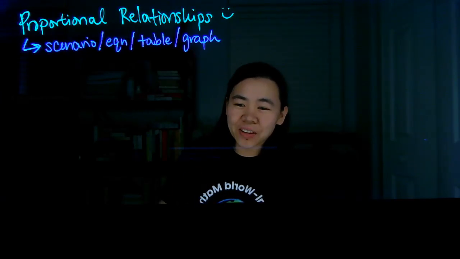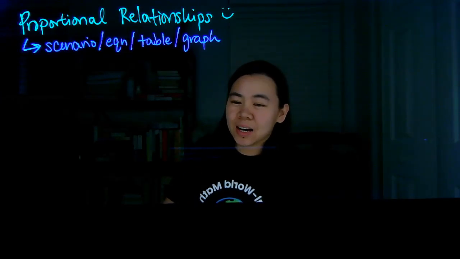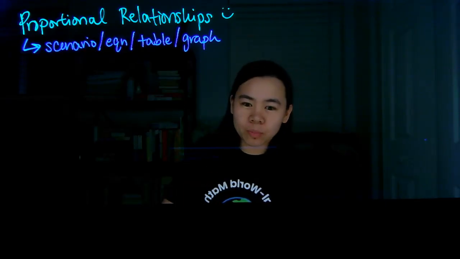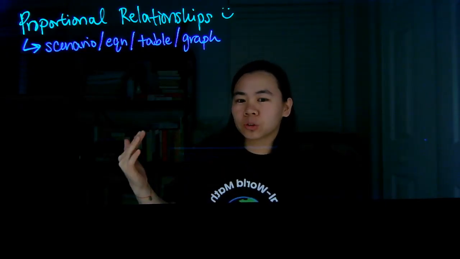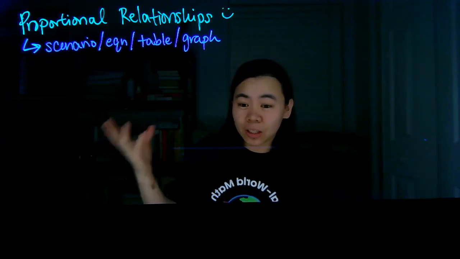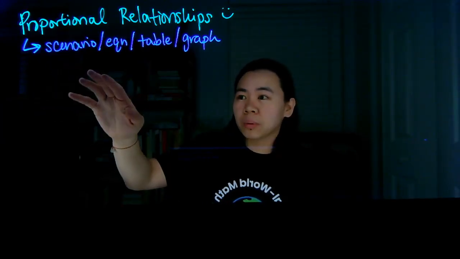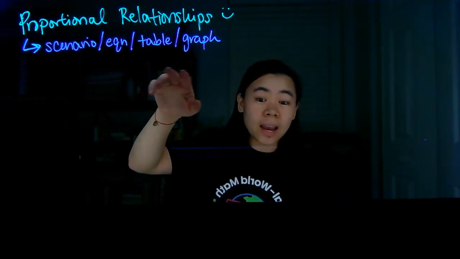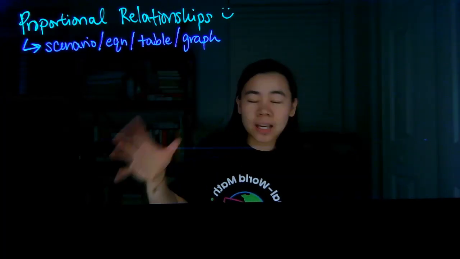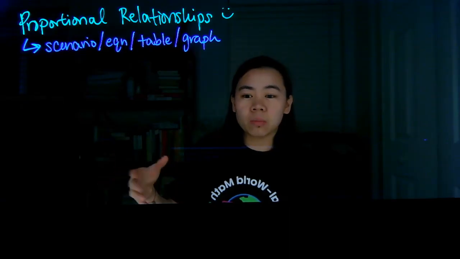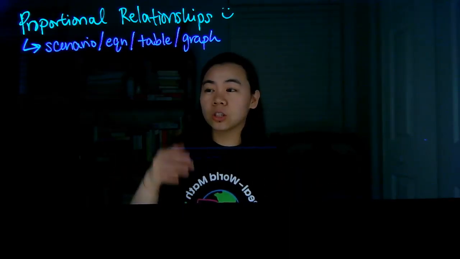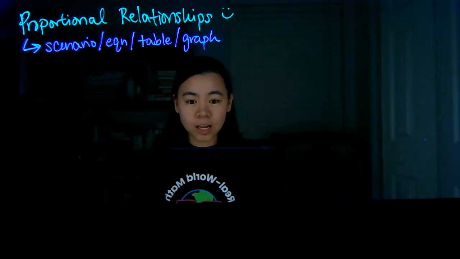Hey guys, so this video is on proportional relationships, specifically multiple forms of representation. So how do we show a proportional relationship, the same relationship, in all four of these ways? Like a scenario, so that'd be a word problem, an equation, a table, and a graph. Okay, so we can see the same relationship, the same situation happening, but we can show it in multiple ways. We can show it in words, an equation, a table, or a graph.